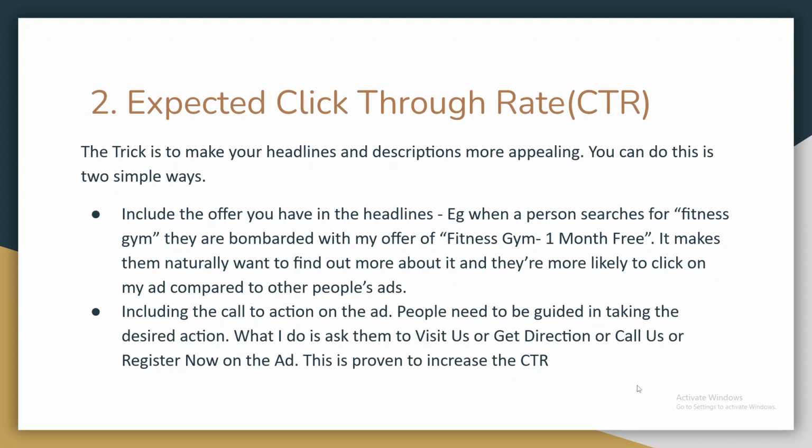And number two is including the CTA. You have to realize that people need to be guided into taking the desired action. So if I need them to visit a certain page, to ask for directions, to buy now or to register, I just put that in the headline. That is a proven way to improve your CTR. So remember, number one, include the offer in the headline, and number two, include the desired action. If you have those two things together, your CTR is going to go through the roof.